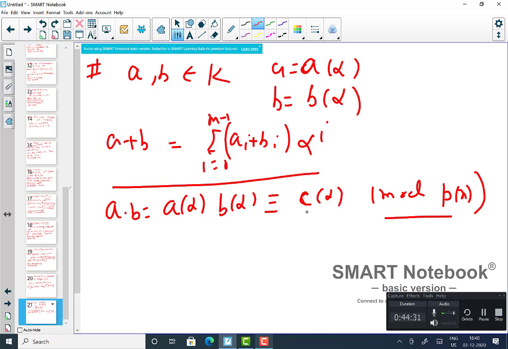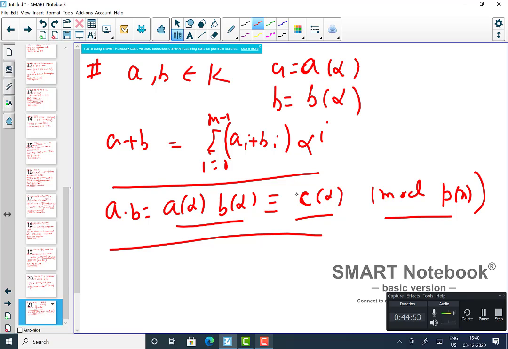So your question is, how do I get this alpha? You take A(x) and B(x), do this multiplication, and then quotient out by P(x). Then R(x) or C(x) will be the remainder, and then put C(alpha). So that would be that product. Okay, maybe I will give an example, then you will understand.